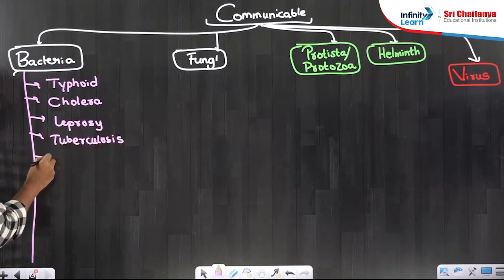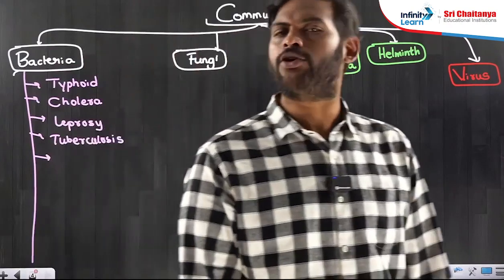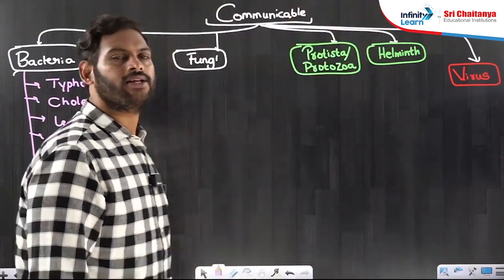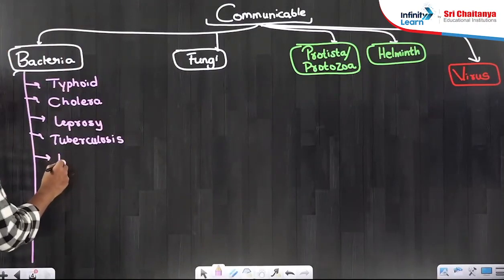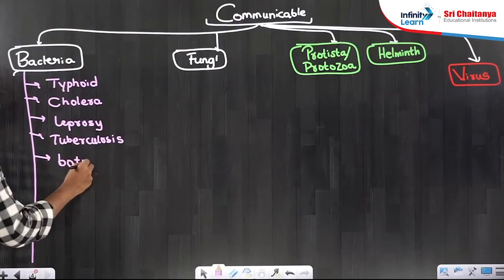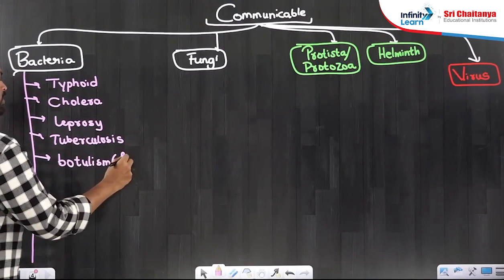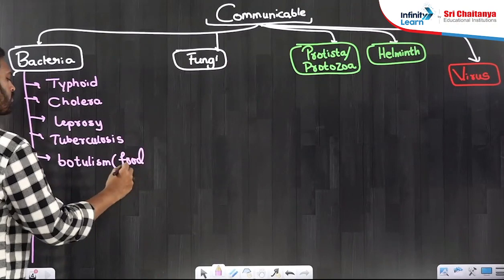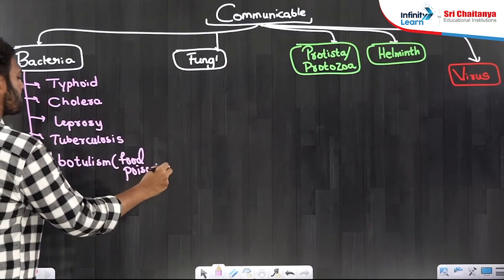And do not eat stored food outside the fridge. If you want to store food, store it in a refrigerator, but do not store it outside, because there is an easy chance of food poisoning. Food poisoning is called botulism. That is food poisoning. Don't eat stale foods.